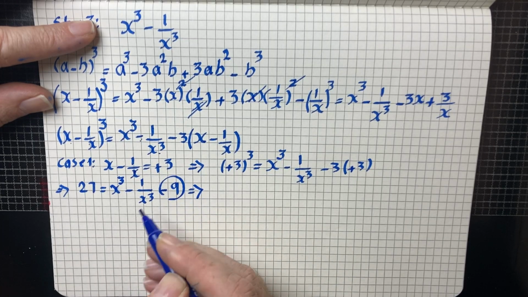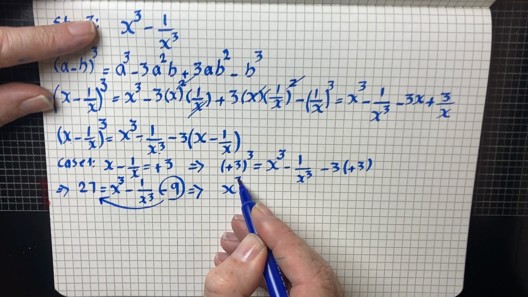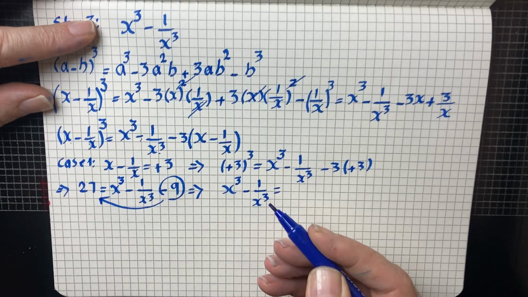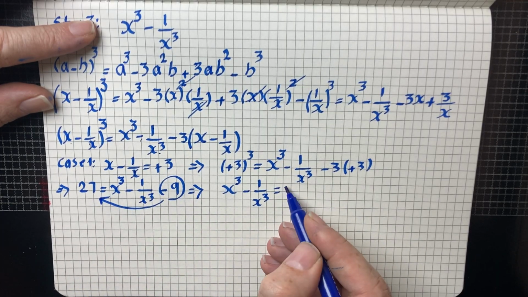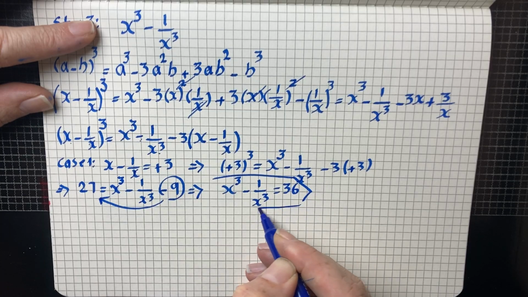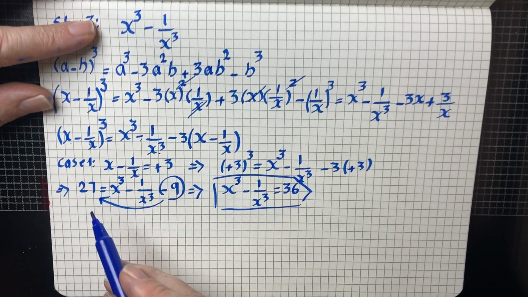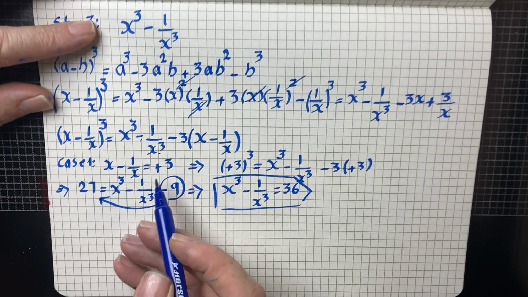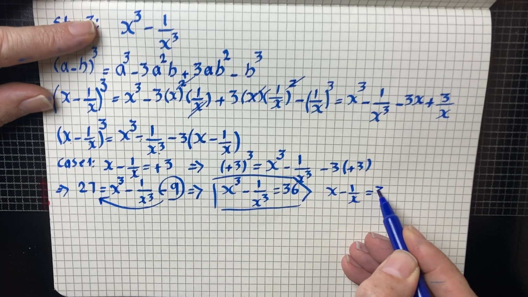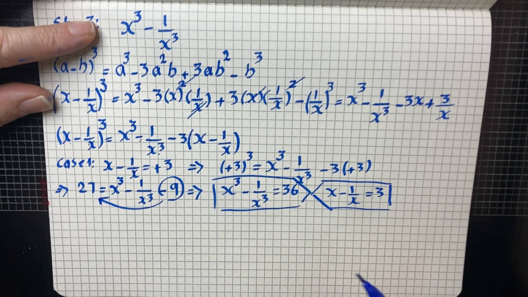From this, it is enough. We move this negative 9 to the left-hand side. The value of x cubed minus 1 over x cubed is going to be 27 plus 9, or 36. Okay. This is the value of x cubed minus 1 over x cubed when x - 1/x equals 3. Remember. Okay. Next, case 2.